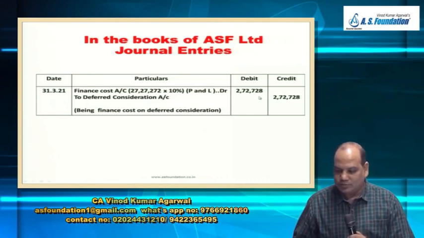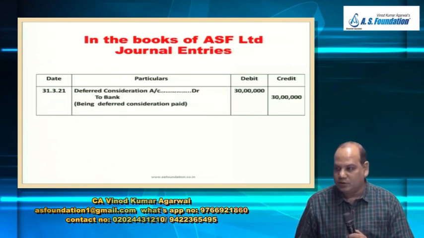272728 being finance cost. And now 3 years are over. One more thing you will do. What is that one more thing you will do? You will pay the deferred consideration.